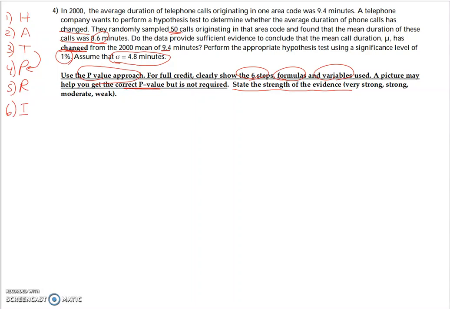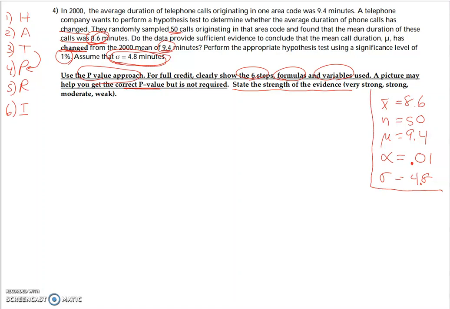So to do these steps, we're going to need a few variables to help us out. First of all, the sample mean. If you look in the paragraph here, they tell you that from the 50 calls that they tested or sampled, they got a sample mean of 8.6 minutes. The mean we're testing against is the 9.4 minutes. And the significance level is 1%. Remember, 1% is 0.01. And then the standard deviation, it's a population standard deviation, it's a sigma, and that's 4.8. So these are the variables we'll use to do our steps. And let's just jump right in.